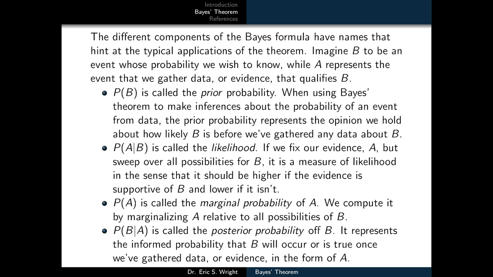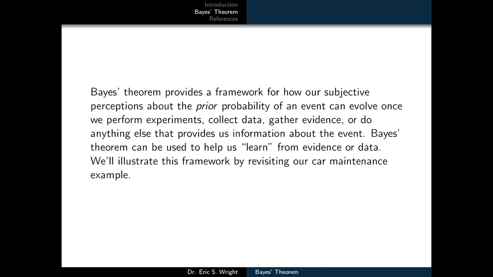It represents the informed probability that B will occur or is true once we've gathered data or evidence in the form of A. Bayes' theorem provides a framework for how our subjective perceptions about the prior probability of an event can evolve once we perform experiments, collect data, gather evidence, or do anything else that provides us information about the event. Bayes' theorem can be used to help us learn from evidence or data. We'll illustrate this framework by revisiting our car maintenance example.